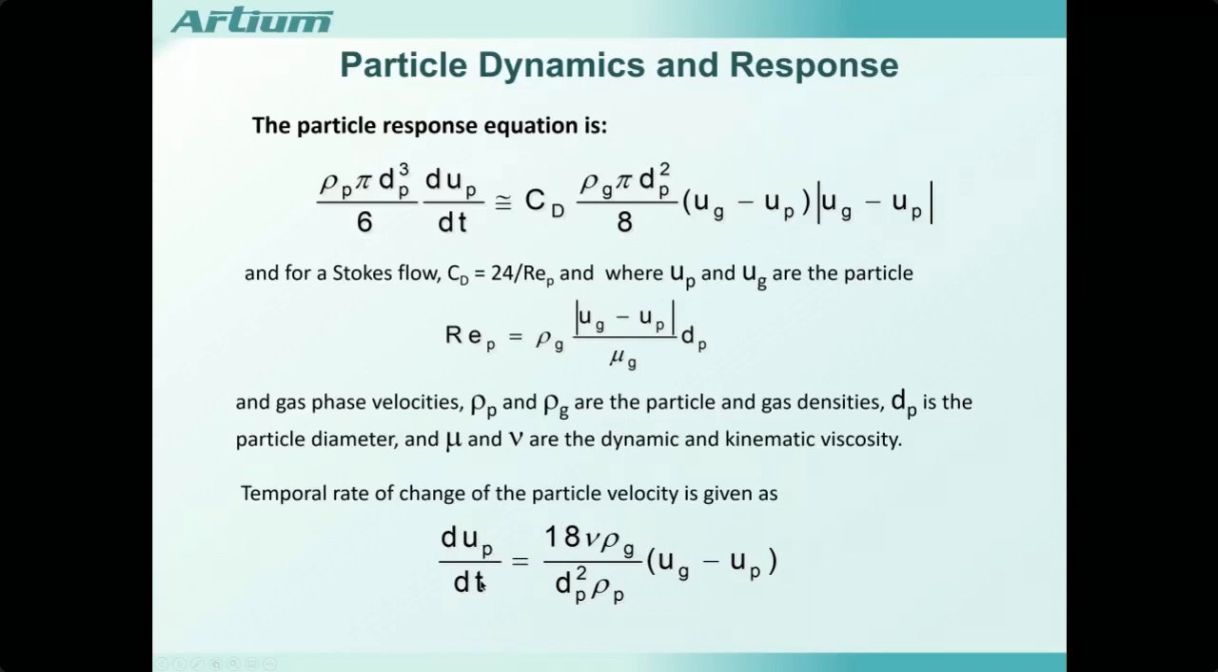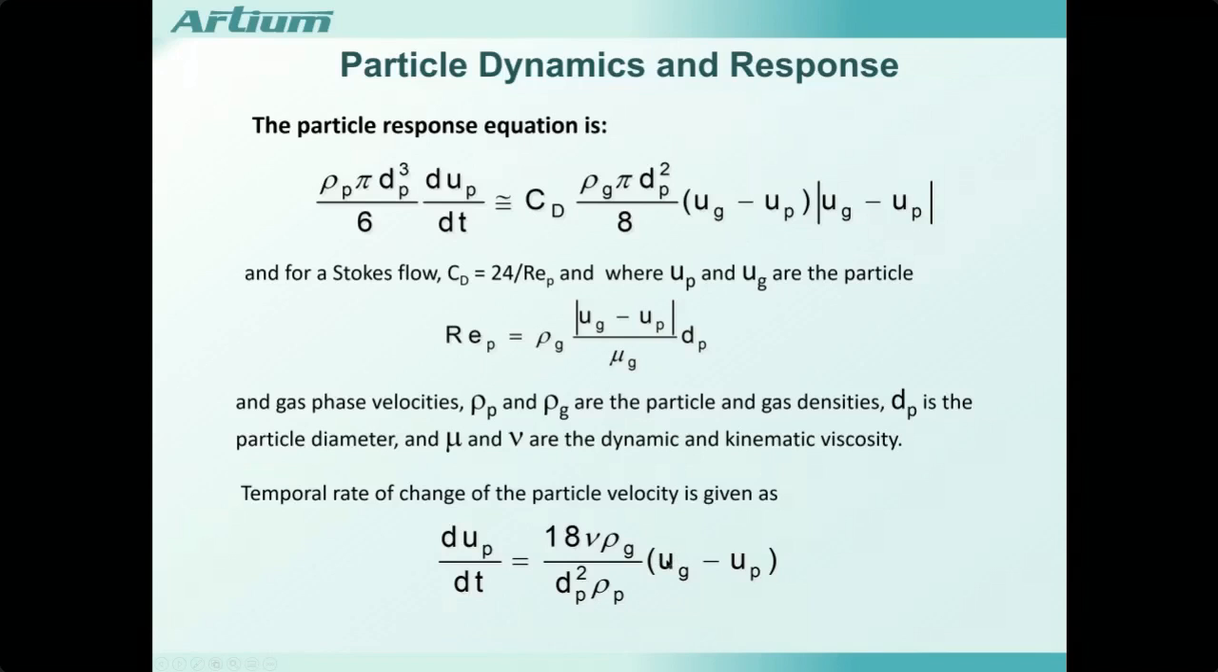relationship. The rate of change of the particle velocity depends on the density of the gas to the density of the particle. This is usually a fairly high ratio. The particles have much higher density than the gas. It's inversely proportional to the particle diameter squared, and depends on the difference in the gas phase velocity and the particle phase velocity. Now that's kind of an interesting equation to look at.